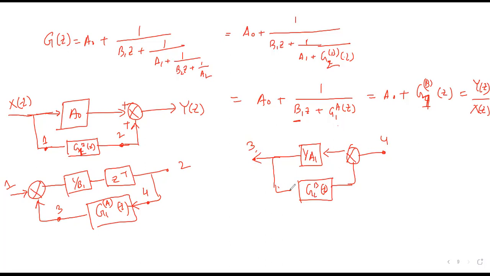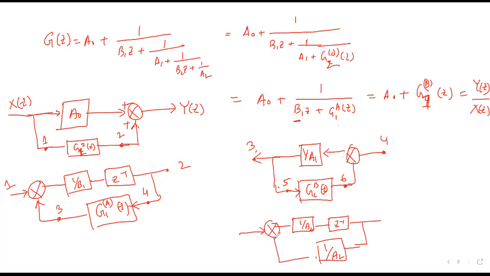Okay, so last thing that you have to do is you have to take another terminal here, 5 and 6. And the direction is definitely in this way. So divided by the next B, that is 1 by B2, and then a delay, that is Z inverse. Okay, then you will have another feedback. And finally, this is only the last element. So it will be 1 by A2. Okay, so the feedback will be requiring a summing junction. So this is what we are going to get. So this is your 5 and this is your 6.